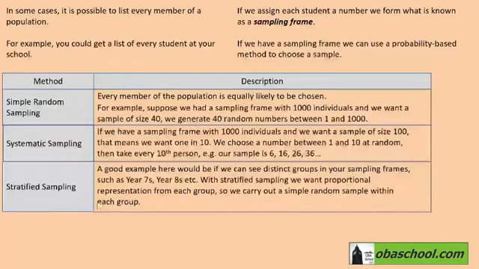With stratified sampling, a good example here would be if we can see distinct groups in your sampling frames, such as with the 1,000 individuals from a school, we might have year 7s or year 8s. With stratified sampling, we want proportional representation from each year group. So what we do is we split the sampling frame into the year 7s, year 8s, and so on, and then we carry out a simple random sample within each group, so that if there are twice as many year 8s in our population, we end up with twice as many year 8s in our sample.